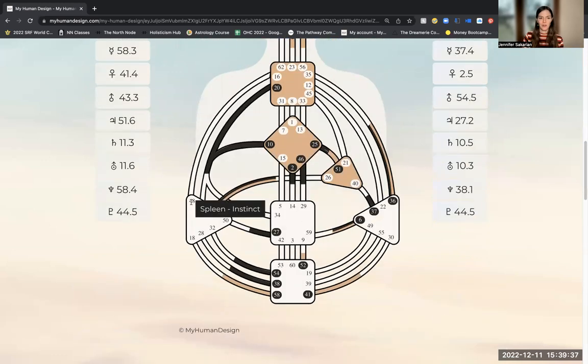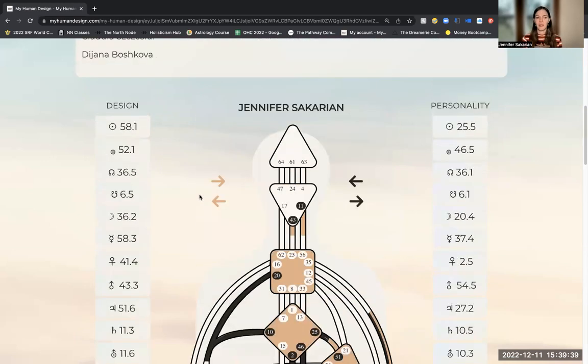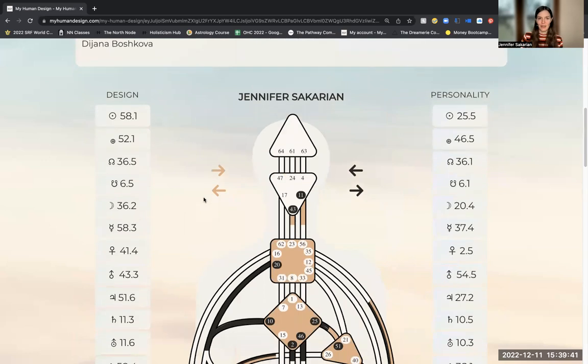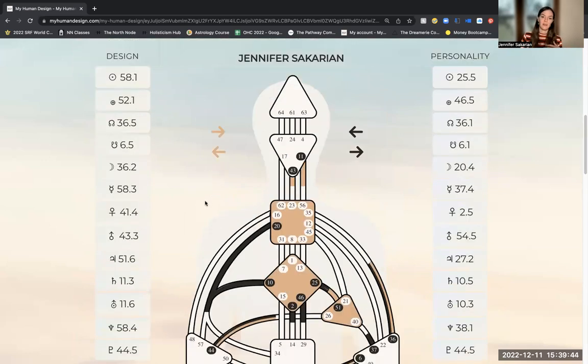I hope this was helpful. I hope it gave you a little bit of insight into your chart and how to look at your body graph and to sort of understand how these different impressions are showing up for you, and just what are you looking at? What is this thing?